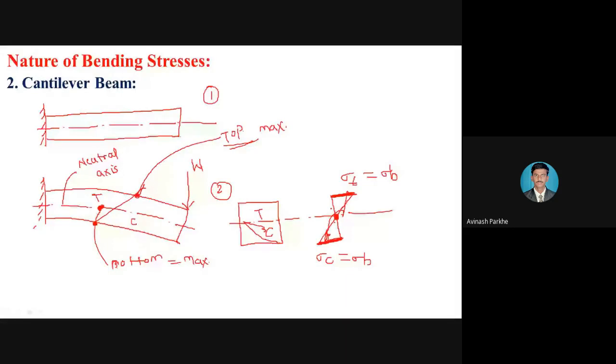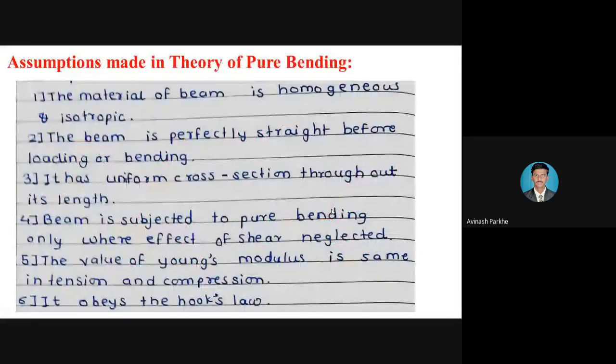Now we'll take the last point, simple assumptions we will take, and then we will stop. So the assumptions made in theory of pure bending. What are the assumptions we have considered for the rotating shaft, the torsion of the circular shaft? In that also we have considered some of the assumptions. Similarly, we have to consider the assumptions in case of a pure bending.